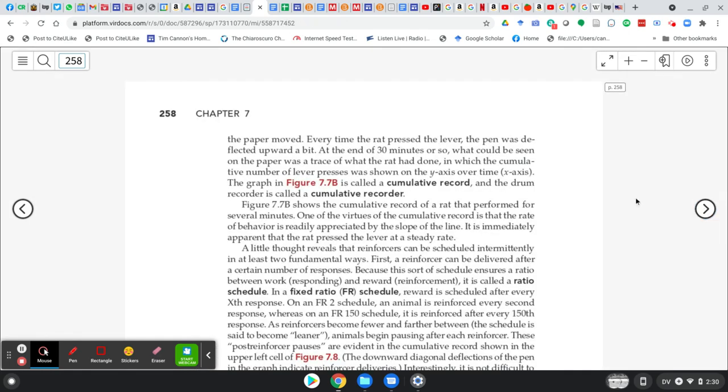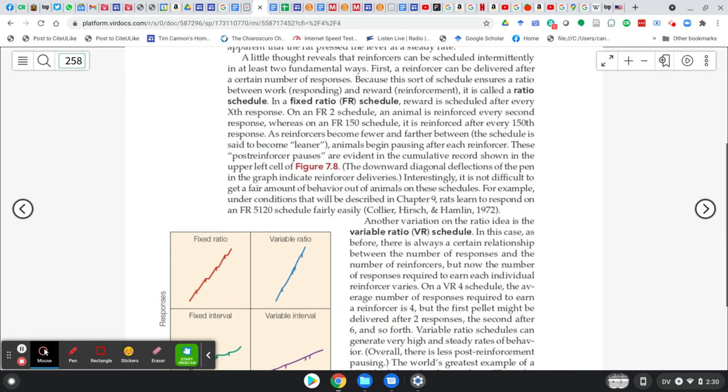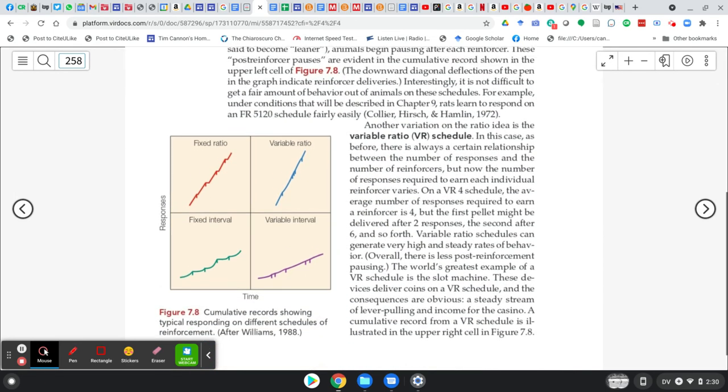And there's cumulative record, cumulative recorder. There's the 4 schedules of reinforcement. And there's some scalloping there. It's not very beautiful. FI1, don't forget FI1. Variable ratio, nice and steady. Fixed ratio, there's a post-reinforcement pause, some indication of ratio strain, PRP, ratio strain, and variable ratio, which does have a slightly higher slope. Notice that there are no PRPs there.